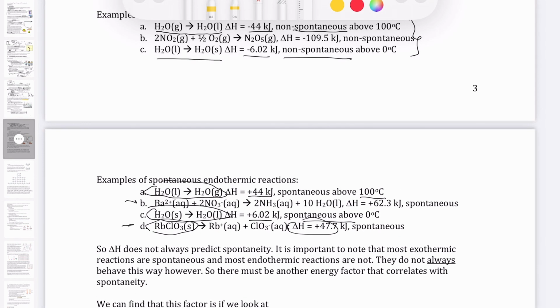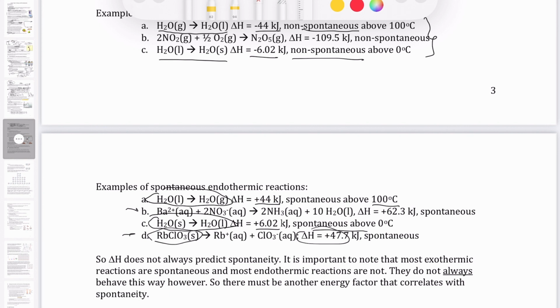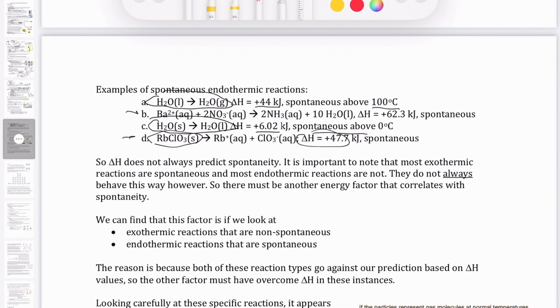Now, although I'm showing examples of reactions that go against the prediction of delta H, in other words, reactions where it's exothermic, but yet it's non-spontaneous, what is actually true is if you look at all the reactions that are possible, most exothermic reactions are actually spontaneous, and vice versa, most endothermic reactions are not spontaneous. So I'm finding you exceptions to the rule, which tells us that delta H is not the main factor that determines spontaneity. However, it does play a role because, as I just told you, most exothermic reactions are indeed spontaneous and most endothermic reactions are not.